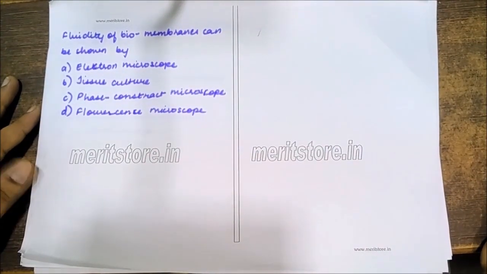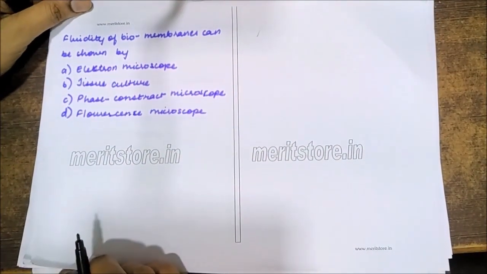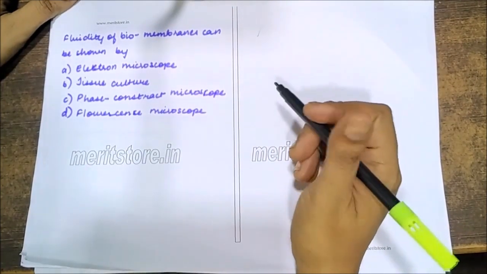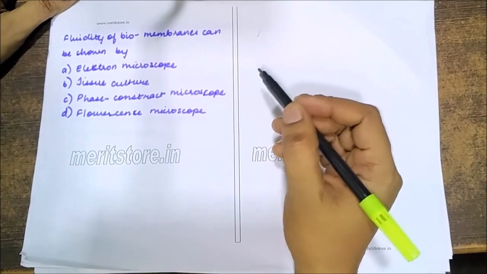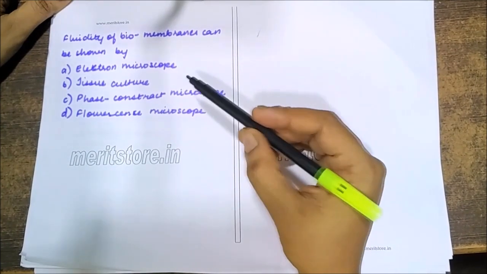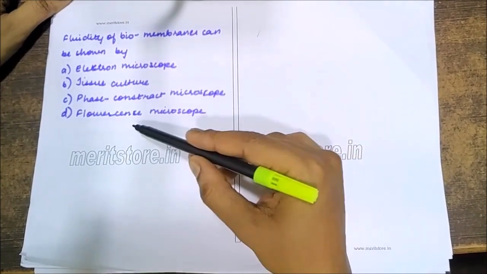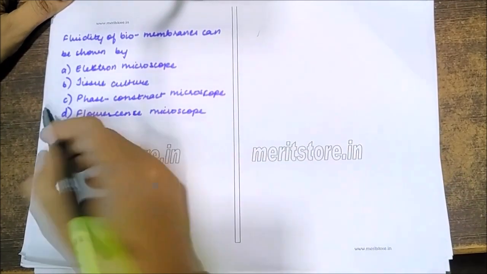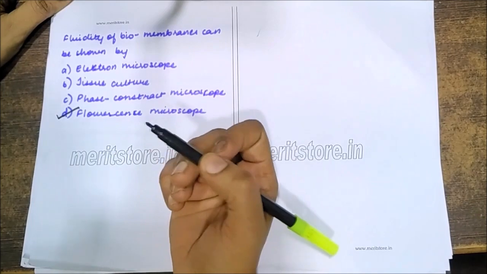Let's begin with the MCQs of cell structure of organization. Fluidity of biomembrane can be shown by which microscope? Options given are electron microscope, tissue culture, construct microscope, and fluorescence microscope. The correct option is fluorescence microscope.